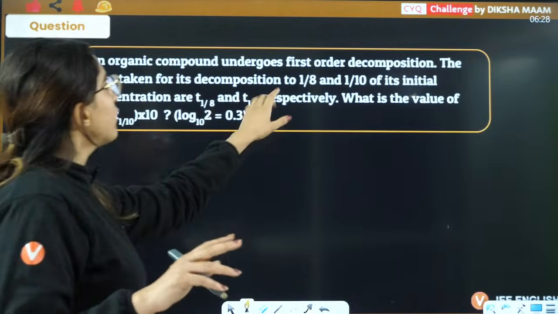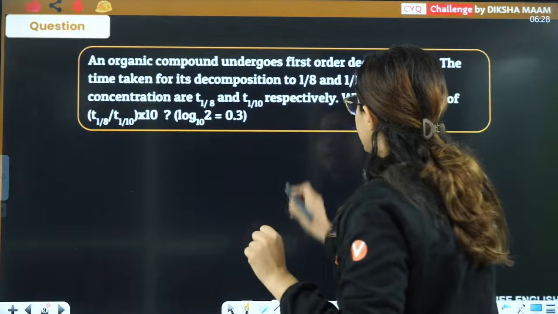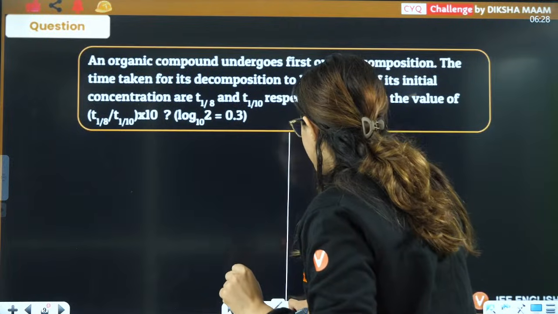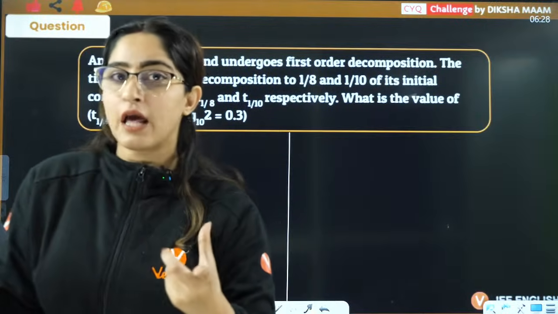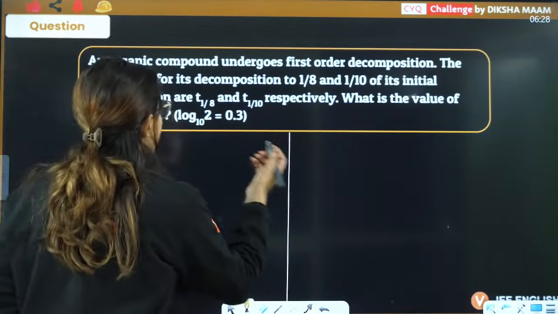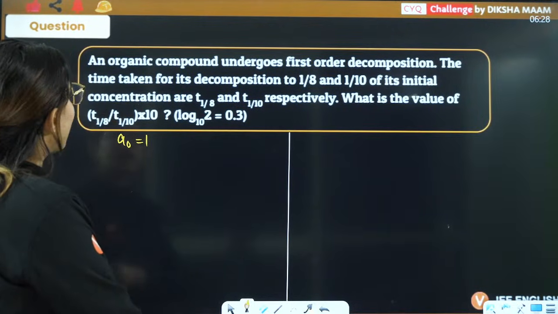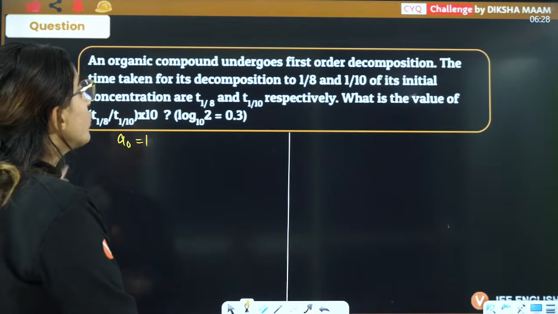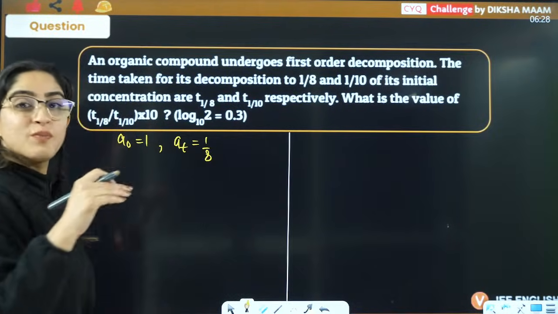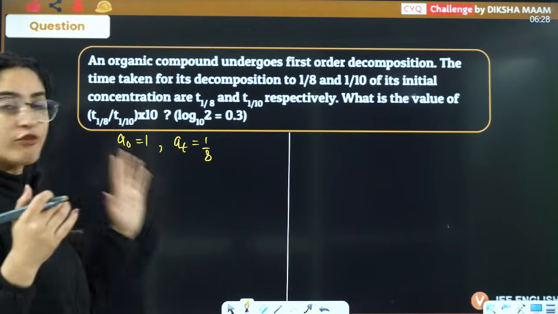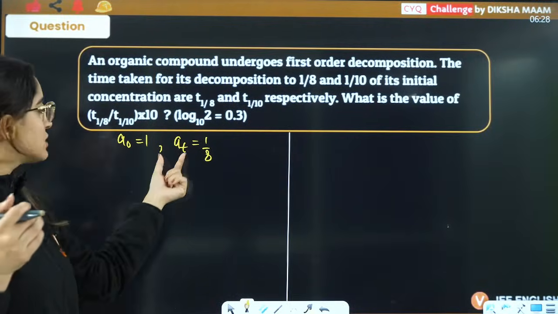An organic compound undergoes first order decomposition. The time taken for its decomposition. Now understand one thing. Whenever it is given in percentage, you will take initial concentration as 100. Whenever things are given in fraction, you will take initial concentration as 1. Right? So they are saying the time taken for its decomposition to 1 by 8. If they say this much is consumed, then I would have subtracted it from 1. Decomposed to 1 by 8 means final concentration is 1 by 8.